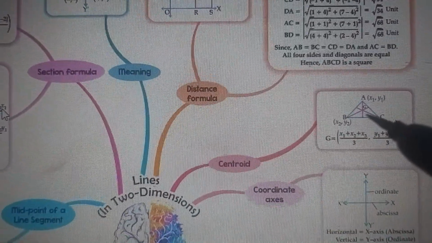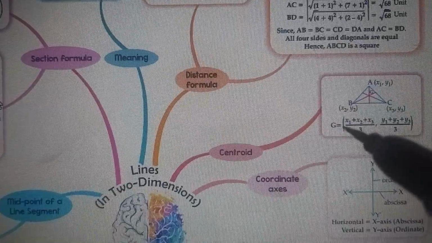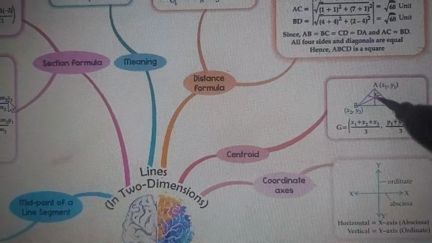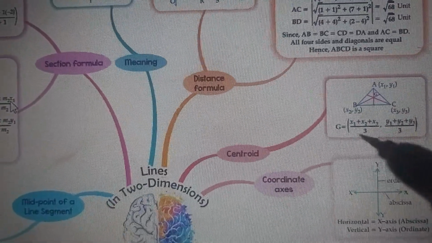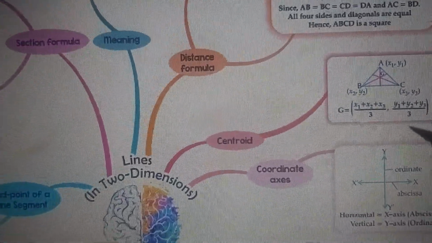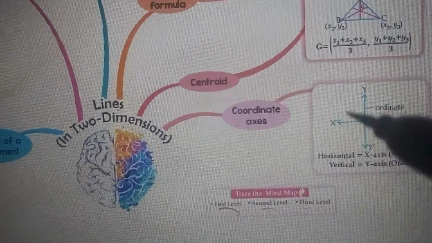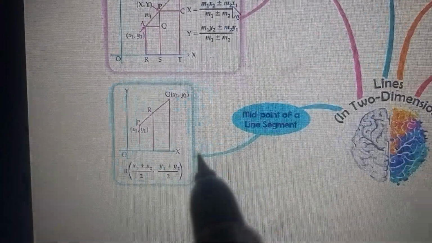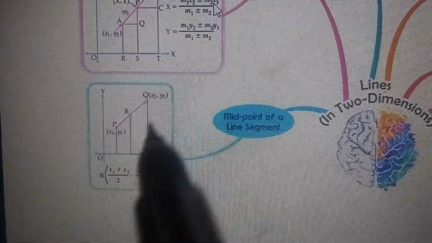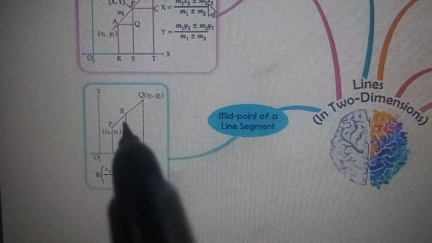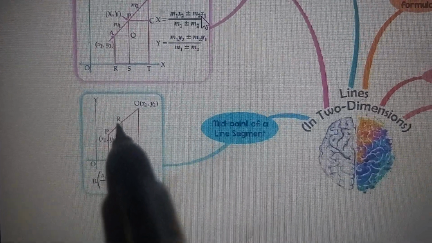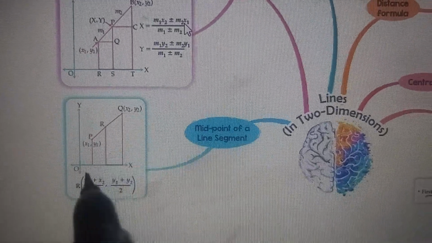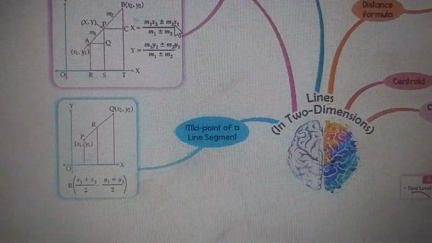In this, the centroid is given. The centroid formula is G equal to (x1 plus x2 plus x3 by 3, y1 plus y2 plus y3 by 3). When three vertices are given, we have to substitute in this. The horizontal is the x-axis and the vertical is the y-axis. And another one is the midpoint. How to find the midpoint of P and Q. When P and Q are given, let us take R as the midpoint of PQ. Then we find (x1 plus x2 by 2, y1 plus y2 by 2).